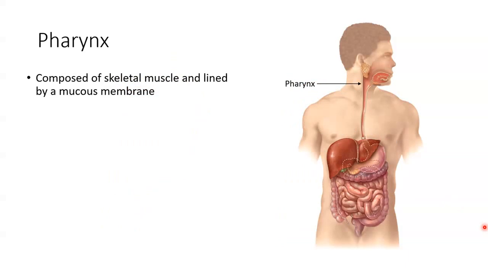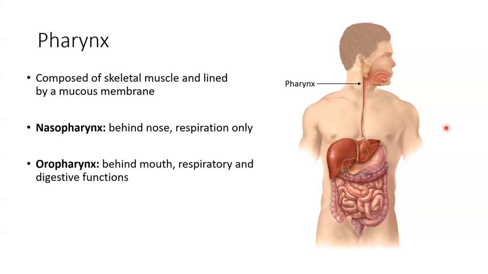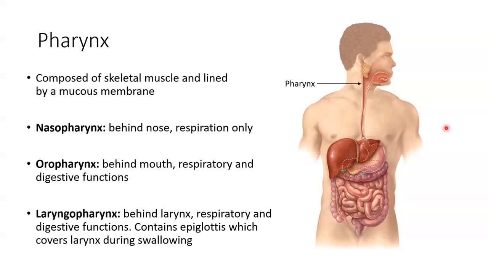We then have the pharynx, which colloquially can be referred to as the throat. When food is swallowed, it passes from the mouth into the pharynx. The pharynx is composed of skeletal muscle and it's lined by a mucous membrane, and it's divided into three separate parts. We have the nasopharynx, which is a section behind the nose or the nasal cavity. We have the oropharynx, which is the portion behind the oral cavity. And then we have the laryngopharynx, which is a section behind the larynx.